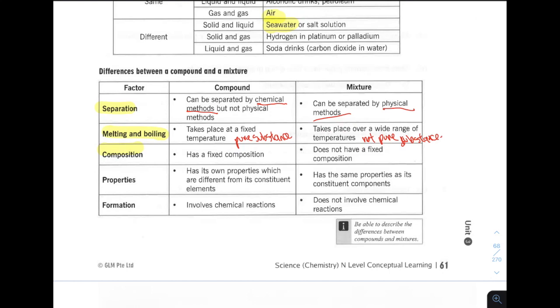Properties wise, because they are already chemically combined together, you change the properties of the compound. So it doesn't follow its original or constituent elements, as compared to the mixture which still follows them. Because the mixtures are not really chemically combined yet, the particles are still on their own. It's just mixed together only. Therefore, you can actually retain the properties. Then, of course, formation: a compound involves a chemical reaction, whereas mixtures do not involve any form of chemical reaction.